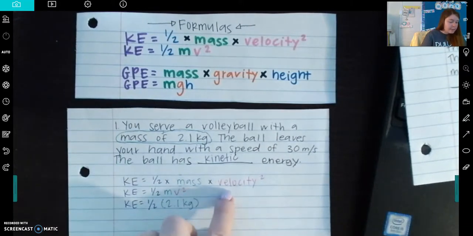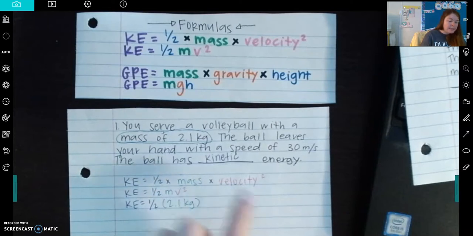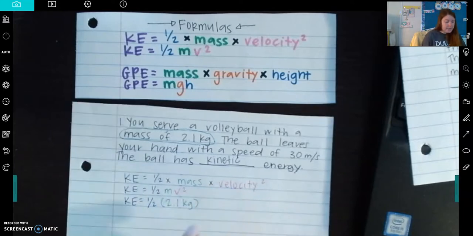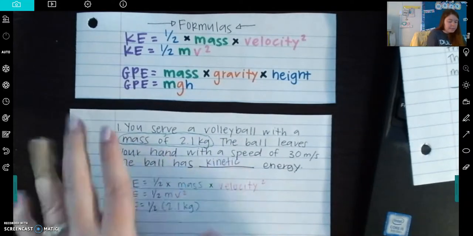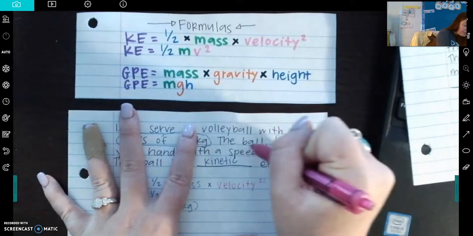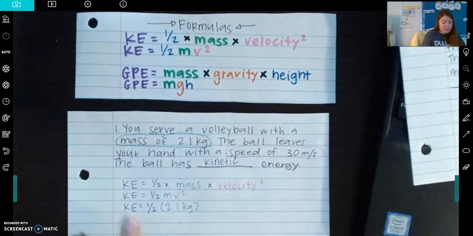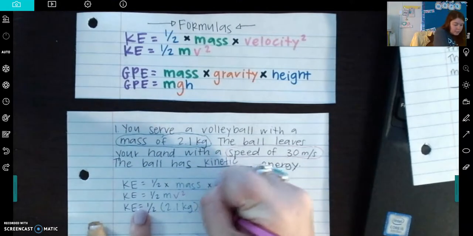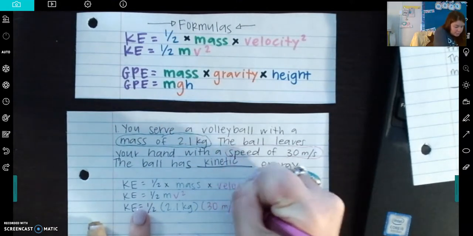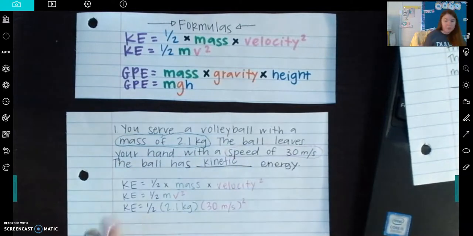So now I need to look for my velocity. Velocity sometimes will be written as speed, sometimes written as velocity, sometimes written as moving at the speed of. All of those are the same, velocity. So I'm looking for my speed, and it says it right here. It has a speed of 30 meters per second. So I'm going to write 30 meters per second and squared. It's really important to remember that piece.